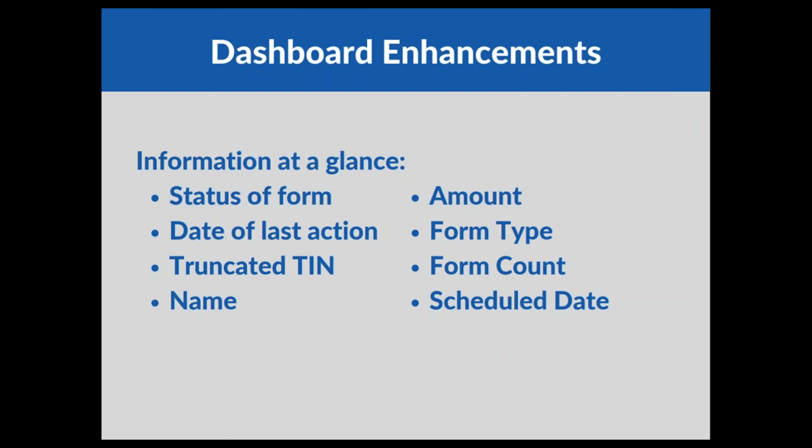The form type, so most people who are in this session are likely filing the 1099 miscellaneous form with us, but occasionally you may have an interest form or a dividend form or a patronage form or any of the other types of forms that we file, and so it'll tell you that as well. And then the scheduled date is the date that it's going to go to the IRS. With our platform, you can schedule that so that we can send it to the IRS on the deadline date.